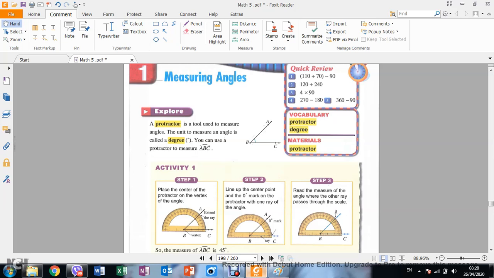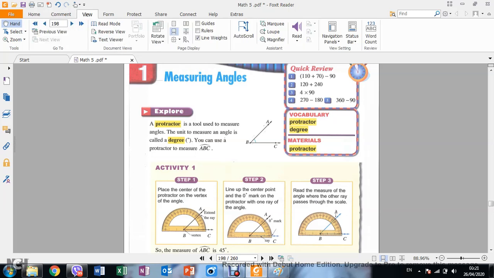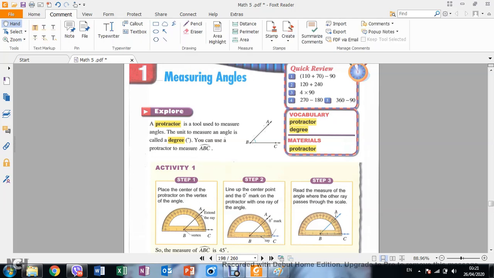What is a protractor? A protractor is a tool used to measure angles. We use a protractor for measuring angles, okay? So for example, we have this angle. Look how we measure this angle by using a protractor, okay? And the unit of measuring angles is called degrees.